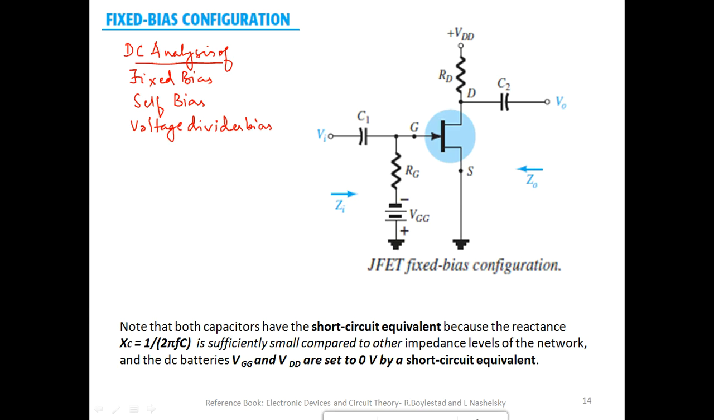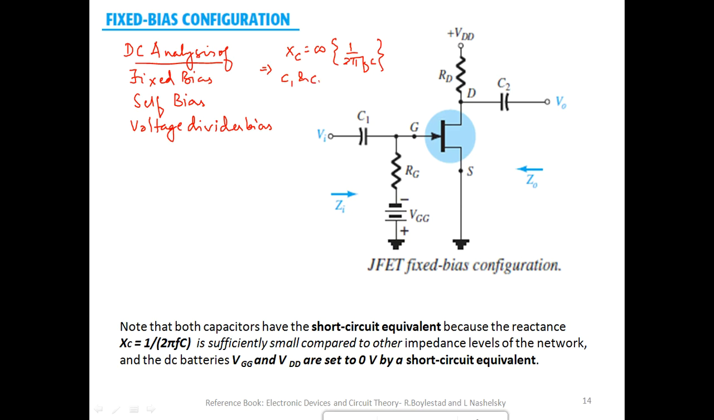During the DC analysis of these particular biasing configurations, there were some common steps, right? The common steps were that we used to assume that the capacitive reactance was infinite. Why? Because capacitive reactance is given as 1 upon 2 pi fc, and the frequency of DC is 0, so 1 upon 0 will be infinite. So due to that, we consider the capacitors to be open circuit, right?